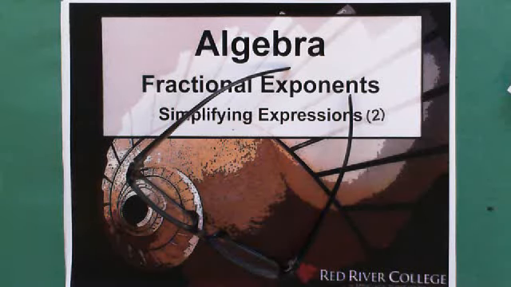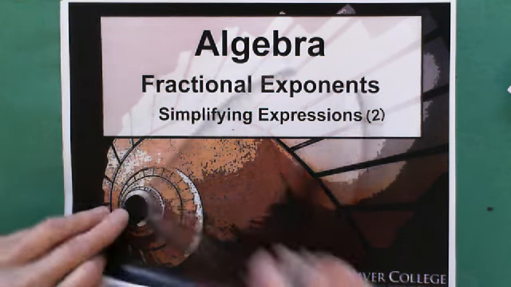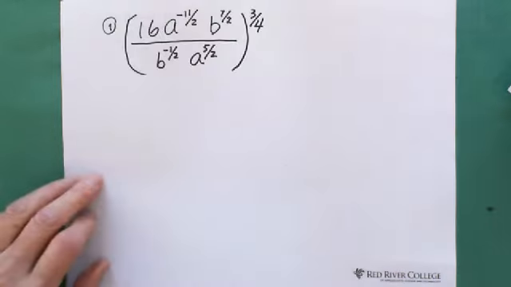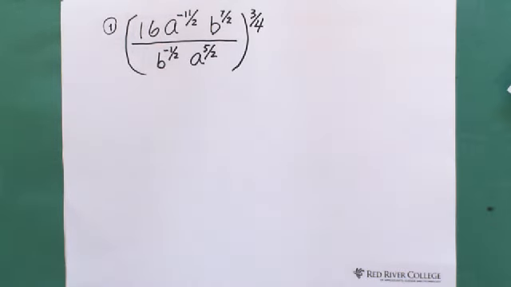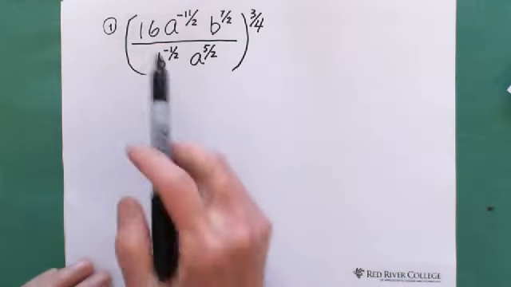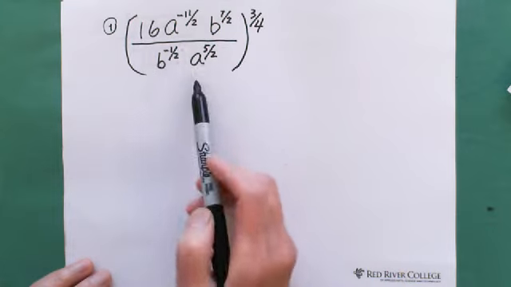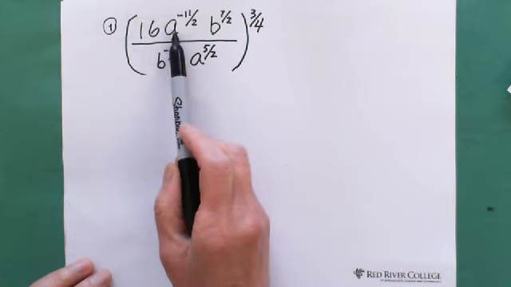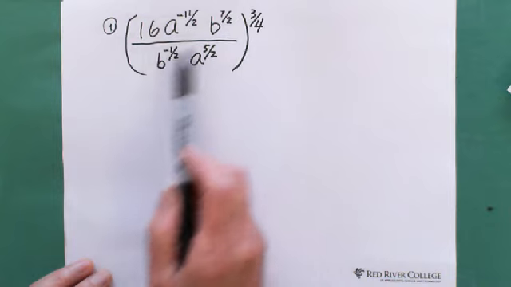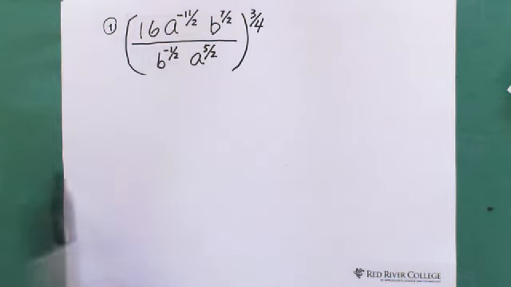This video is about simplifying complex algebra expressions with fractional exponents. The first question I would like to show you is this one. Inside the bracket we have a fraction, and the top and bottom always have negative or positive exponents. For those kinds of questions, we need to simplify inside the bracket first.